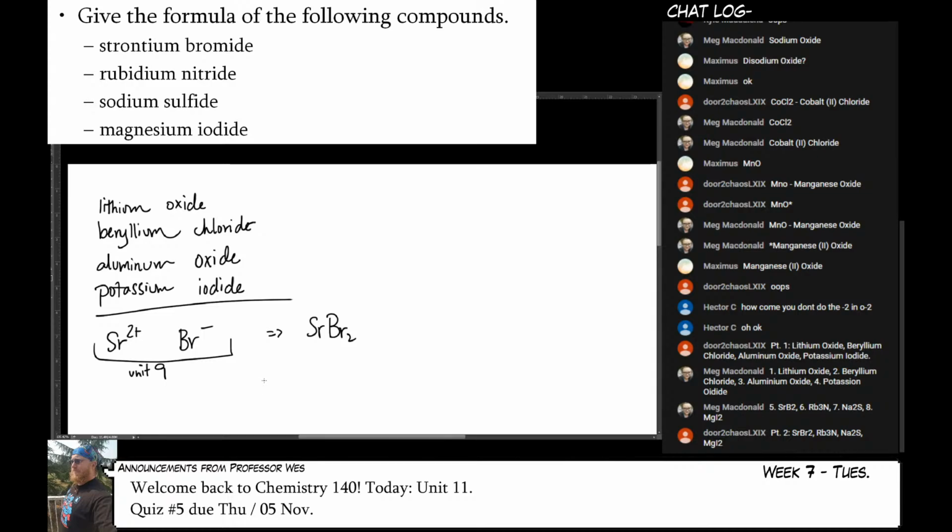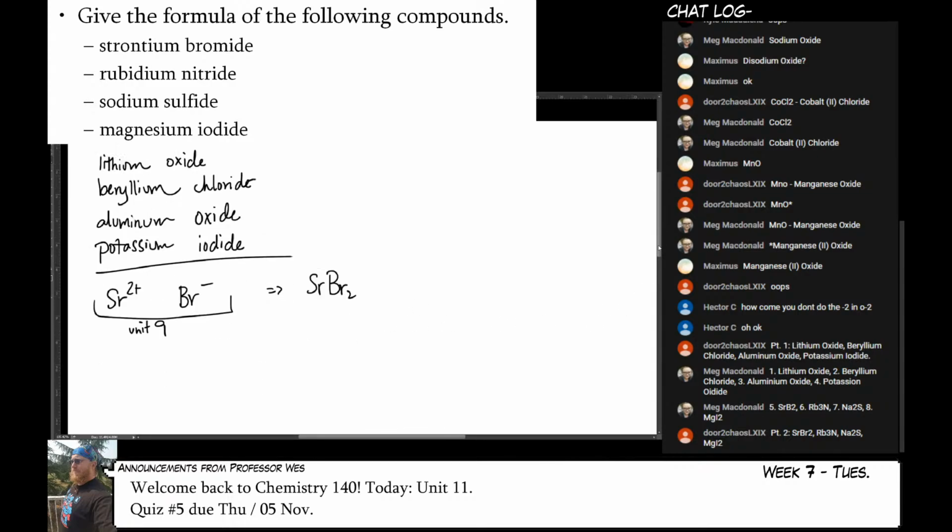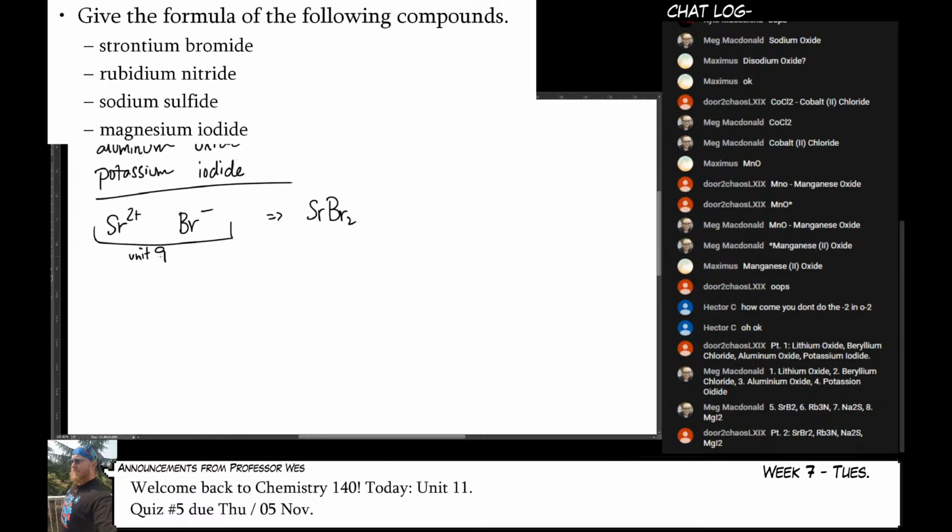All right, rubidium nitride. I'm going to run out of space here, so I got to scroll this down. Rubidium is Rb. The ion that forms for rubidium is 1+. Nitride is nitrogen. The ion that it forms is 3-. And if we put those together, we get Rb3N.